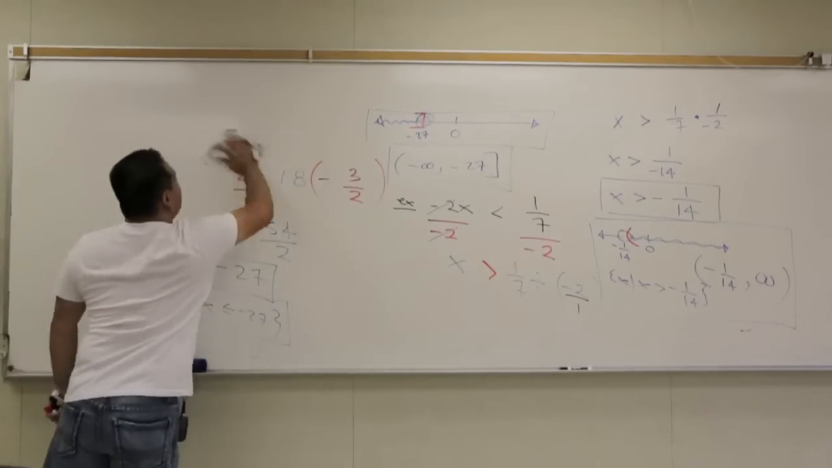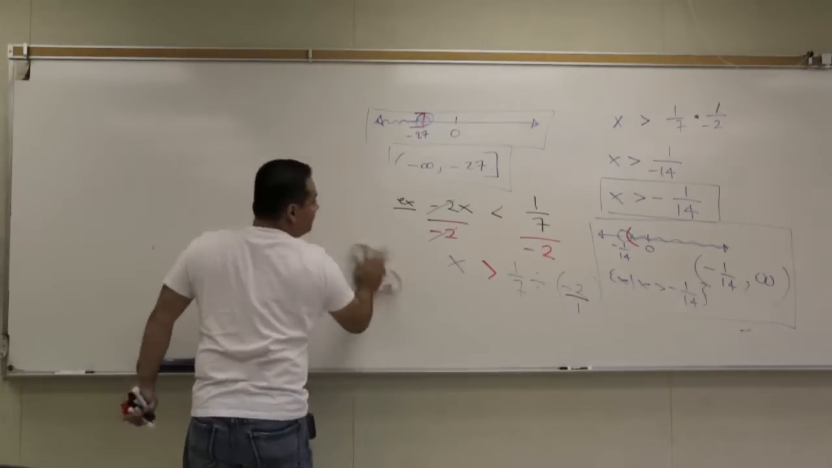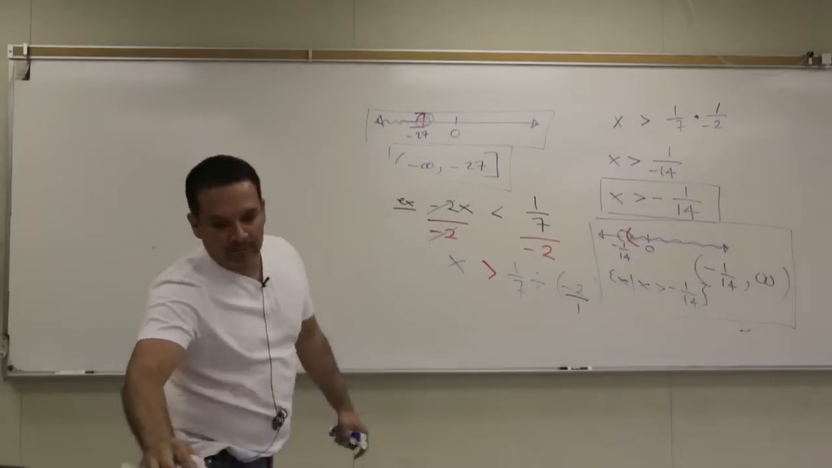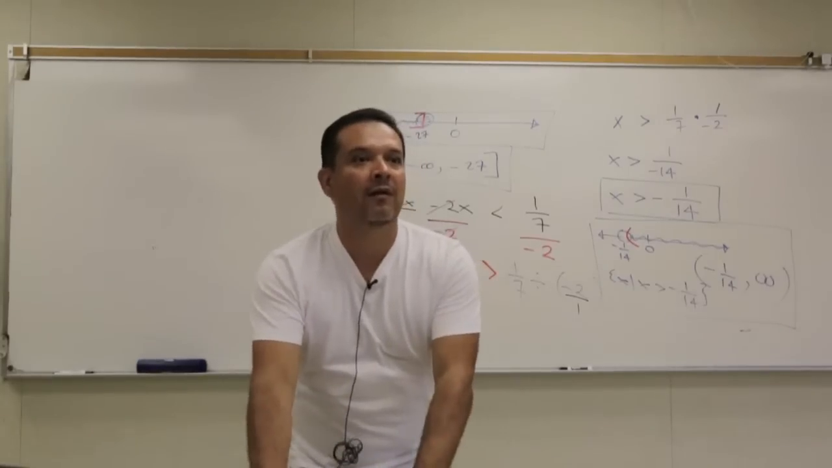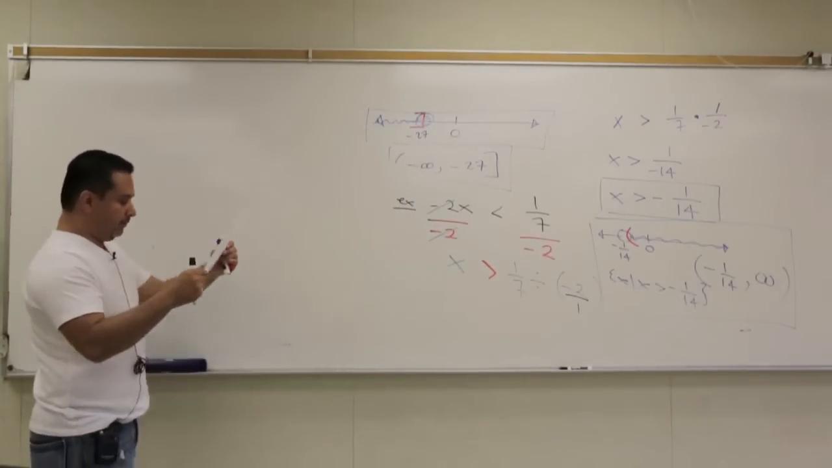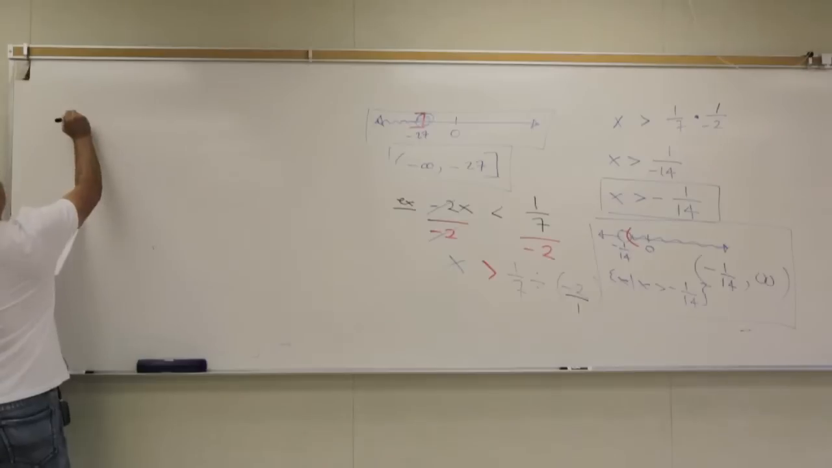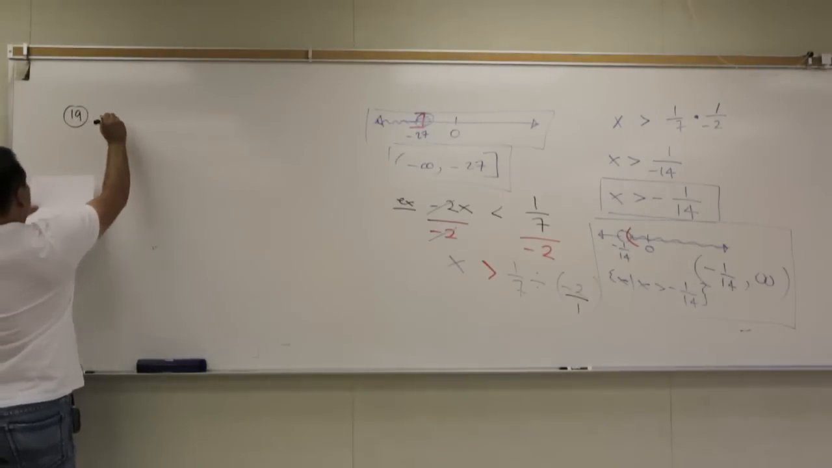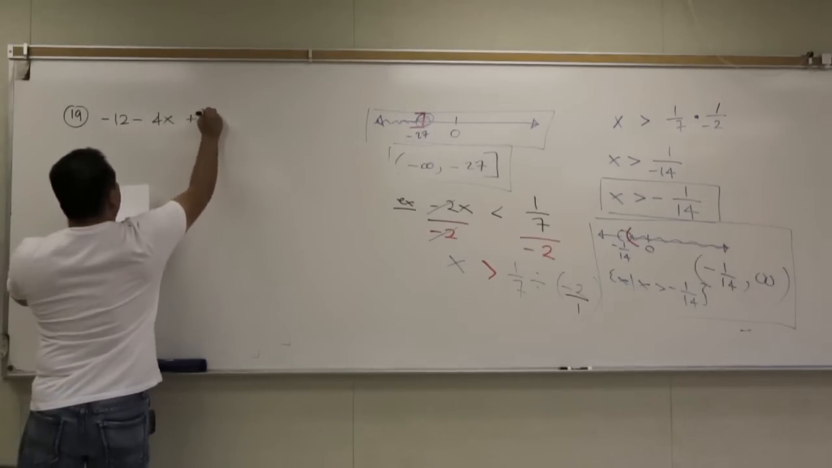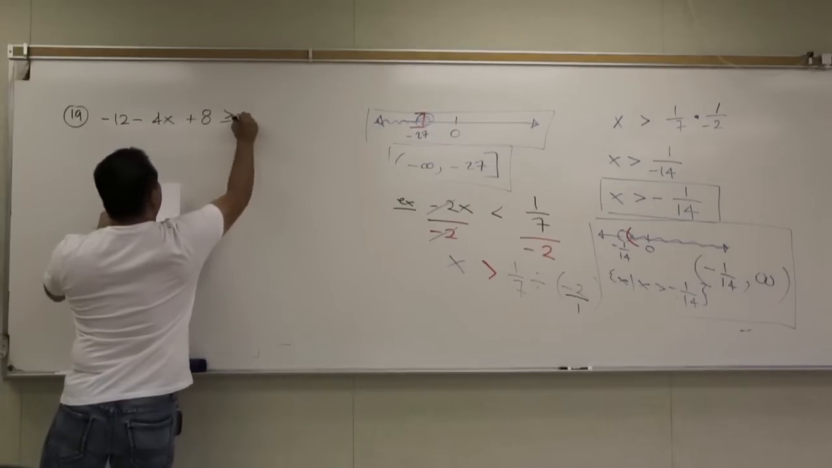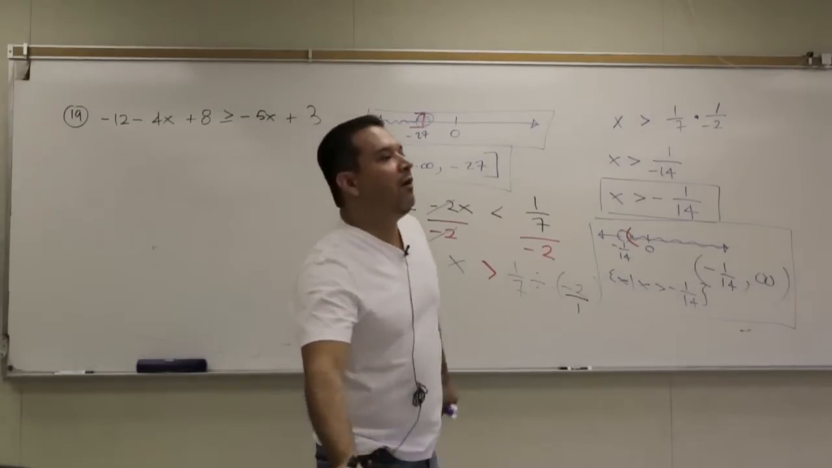We've got to keep doing some more. Let's do some more examples for you guys. Here we go. Let's look at number 19. Okay. 19. What do you have? Negative 12 minus 4x plus 8 greater than or equal to negative 5x plus 3. Let's try to use all these ideas if we could.